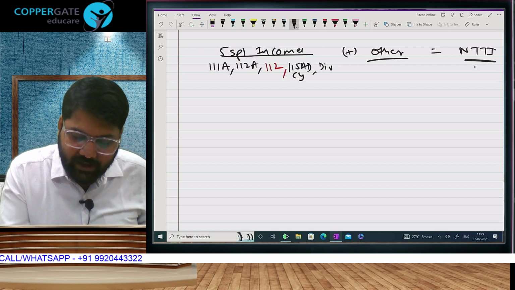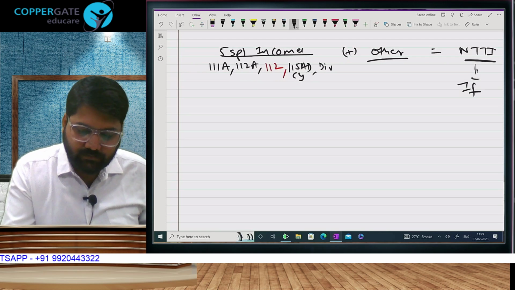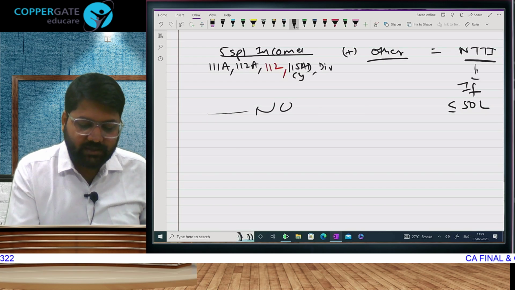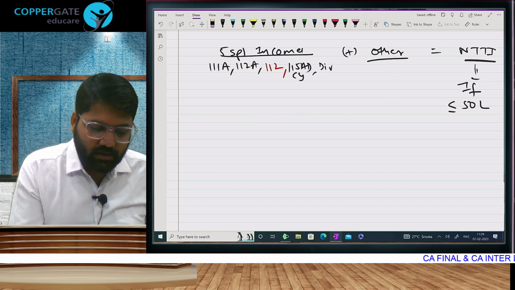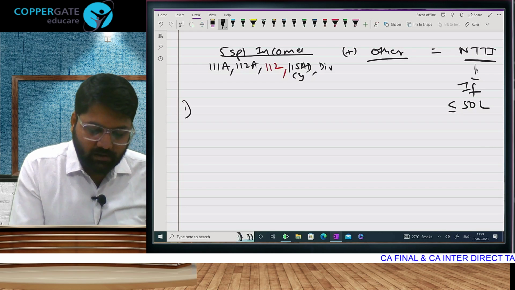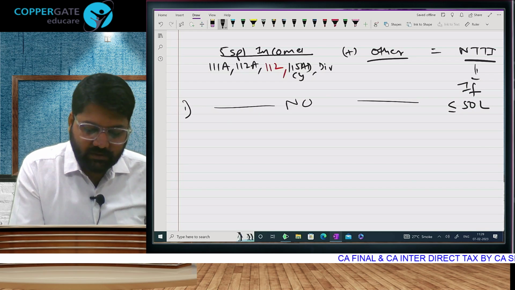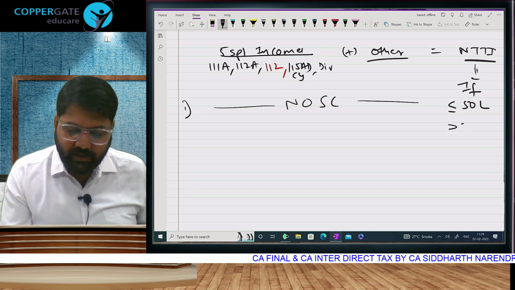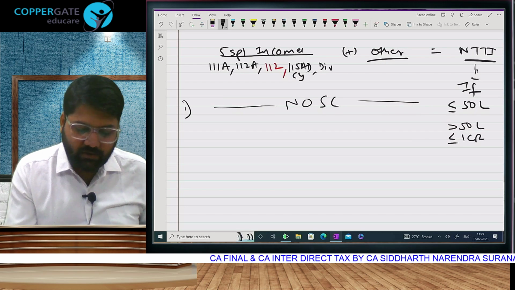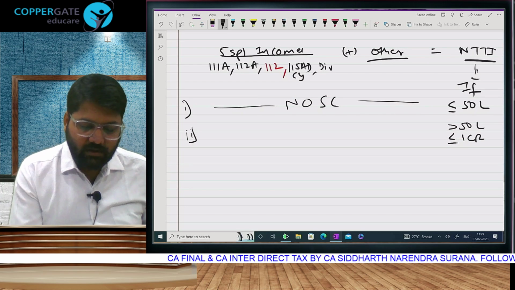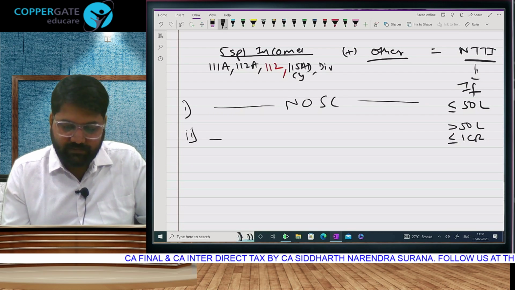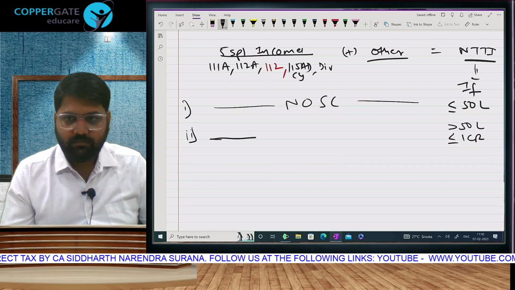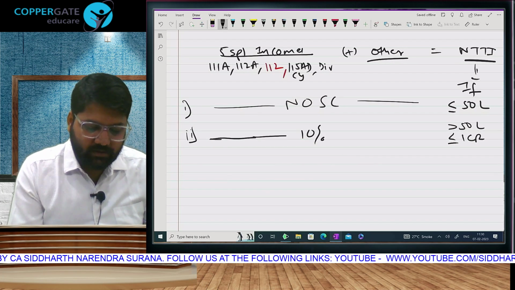Now first of all understand, if this total income is less than or equal to 50 lakhs, there will be no surcharge at all. Whether these incomes or these incomes, no surcharge, because surcharge comes after 50 lakh. If this total income is more than 50 lakh and up to 1 crore, this is my second example, there is going to be 10% surcharge on the total.